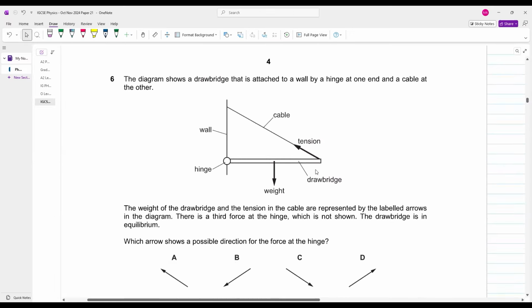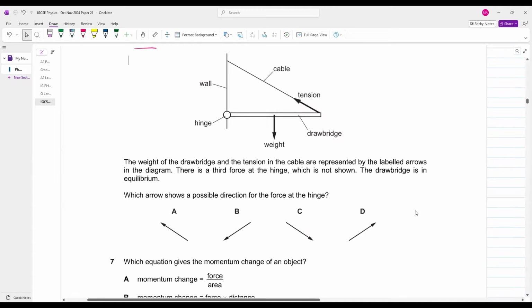See is your answer. The diagram shows a drawbridge that is attached to a wall by a hinge. Okay, so you have a hinge here. At one end and a cable at the other. The weight of the drawbridge and the tension in the cable are represented by the labeled arrows in the diagram. There is a third force at the hinge, which is not shown. The drawbridge is in equilibrium. Which row shows a possible direction for the force at the hinge?